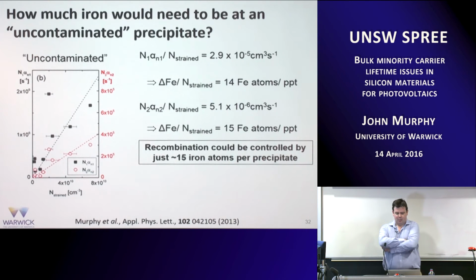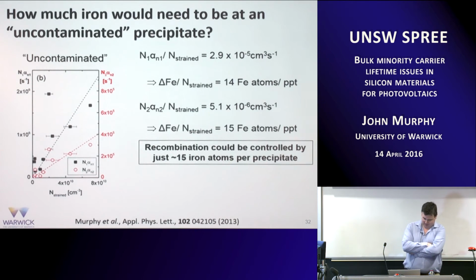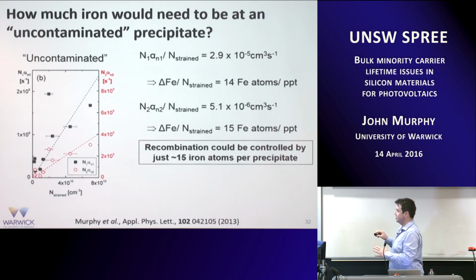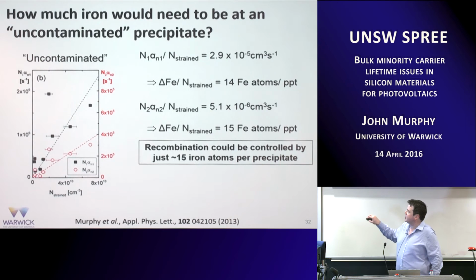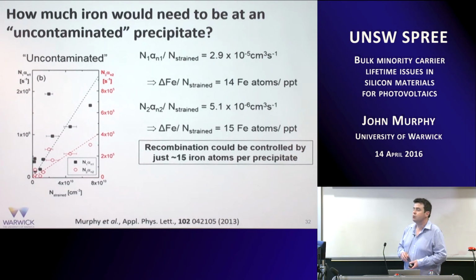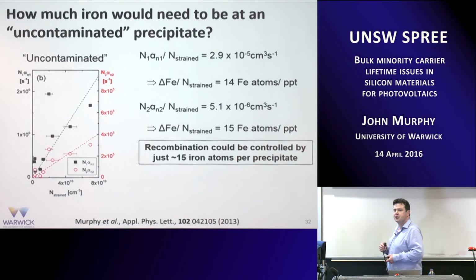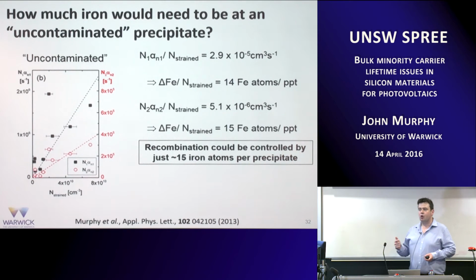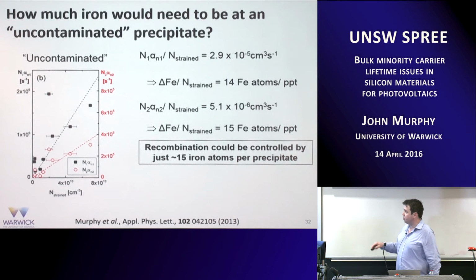And you can work out roughly how many you would need at each precipitate. So I think the point is we can never actually get an uncontaminated precipitate. If you look at the recombination activity of the uncontaminated samples, you do a calculation from the contaminated samples and work out roughly how many iron atoms you need per precipitate. You only need about 15 iron atoms at each precipitate to get the recombination activity we see. And even in the highest purity materials, you're going to have enough iron around, or metals of another kind, to get that kind of level of contamination.